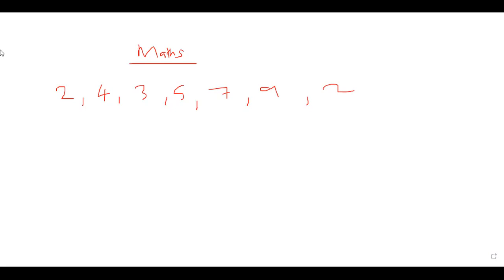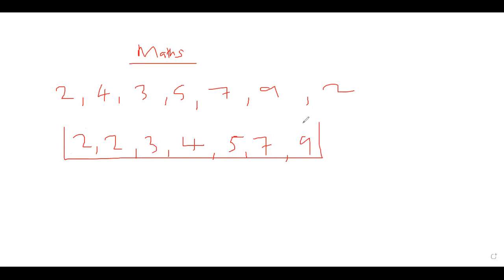So the first thing you need to do whenever you're given data that is scattered like this, we need to rearrange it in order. So let's start with the smallest piece of data. We have two. We have another two. We have three. We have four. We have five. We have seven. And we have nine. So this is ungrouped data. And how many data points do we have? One, two, three, four, five, six, seven. So our n is equal to seven.